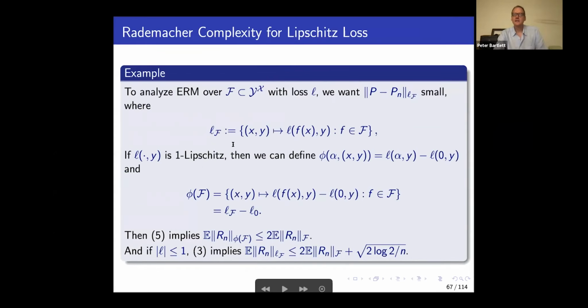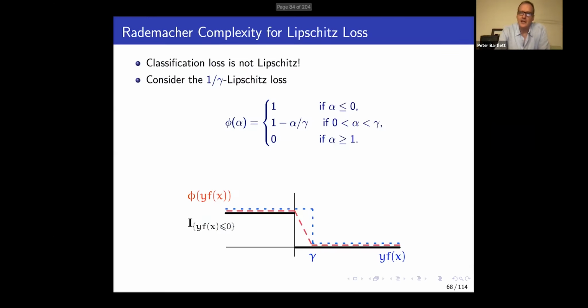Okay, so why am I telling you this? This is how we can convert a loss function, a class of loss functions, the Rademacher complexity for a class of loss functions to the Rademacher complexity for the original class. Well, this is going to be an important tool in understanding the margin, the large margin case, right? So classification loss is certainly not Lipschitz, but if we're working with margins, then we can consider a Lipschitz loss.